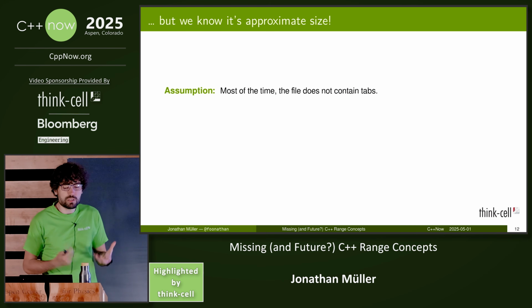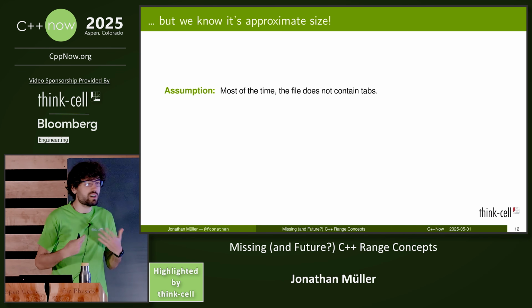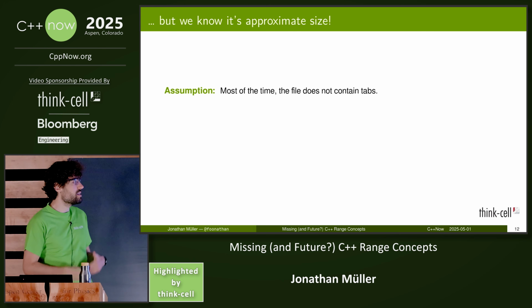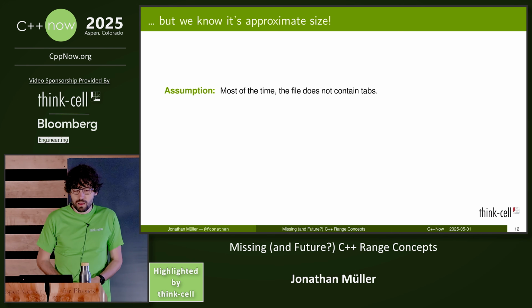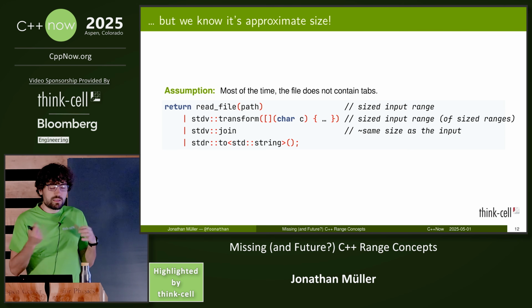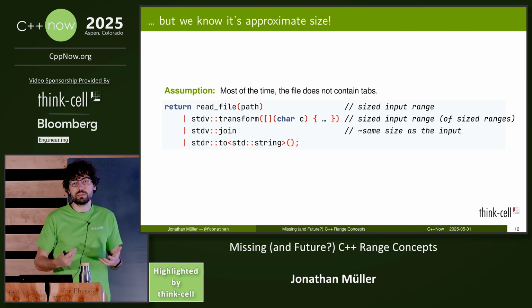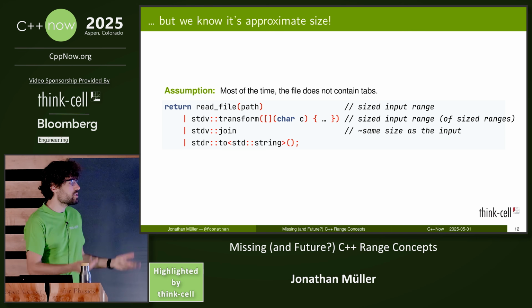However, we know the approximate size, because let's say most of the time our file does not contain tabs. It only contains spaces, it has been properly formatted. And so we know that the join has approximately the same size as the input, because most of the time we didn't change it. Right?